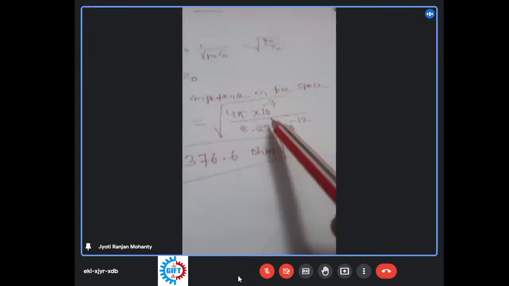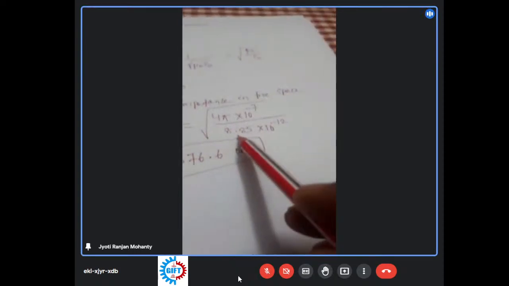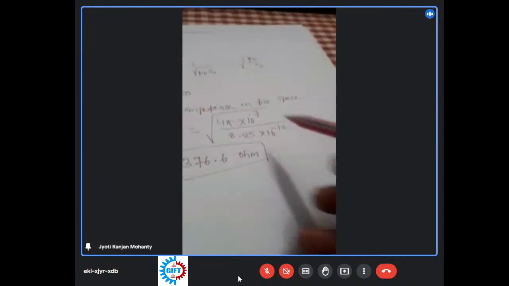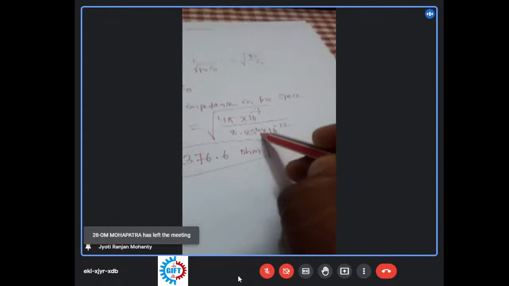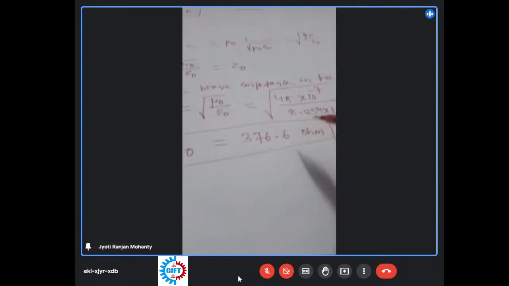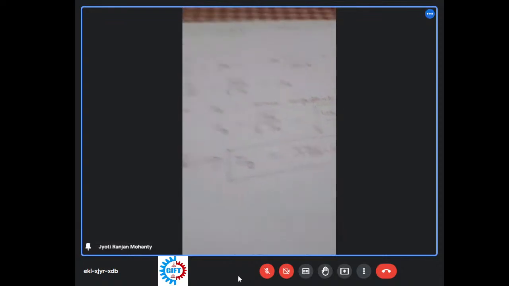So Z0 is equal to 4 pi into 10 to the power minus 7 divided by 8.854 into 10 to the power minus 12. If you take the square root, so your answer will be 376.6 ohm.